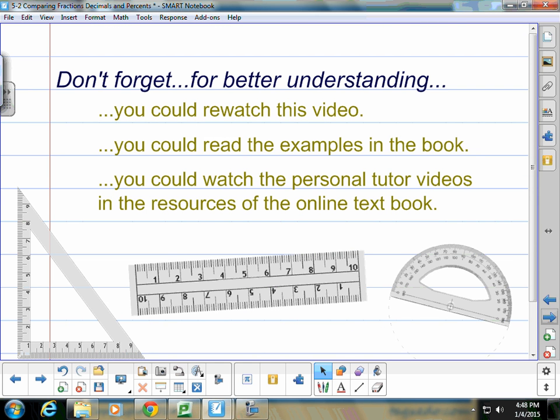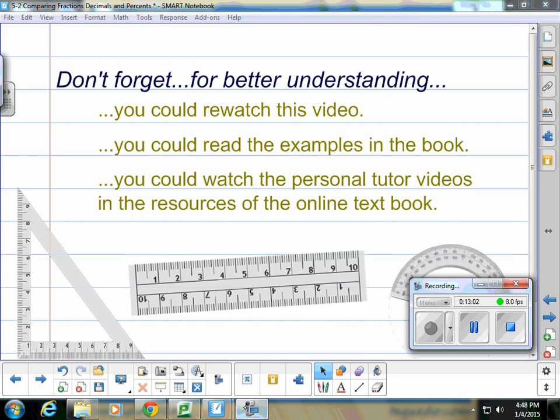So, kind of a recap there. Remember, rewatch the video, pause where you need to, take some good notes, bring some questions to class, go back to the book, online tutors, or somebody else's video as well. Look forward to going over this with you.